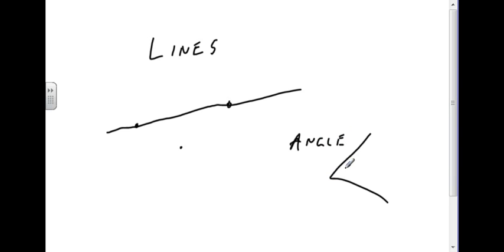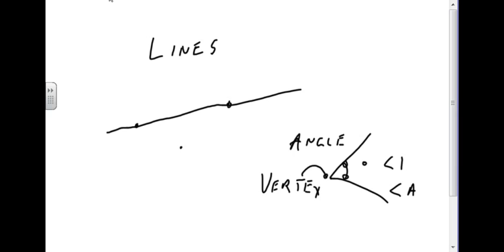And so I have 2 lines coming together. I have some angle measurement between them, normally in degrees. The angle has a vertex, the point at which those 2 lines hit each other. We could say this was angle 1, or we could say this is angle A. We could do that and be perfectly okay.